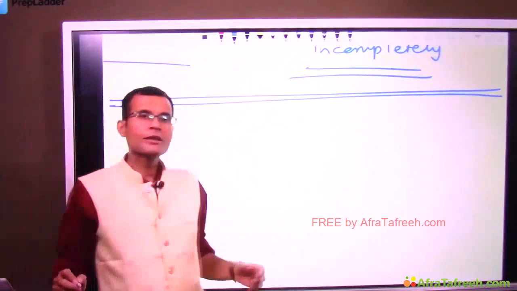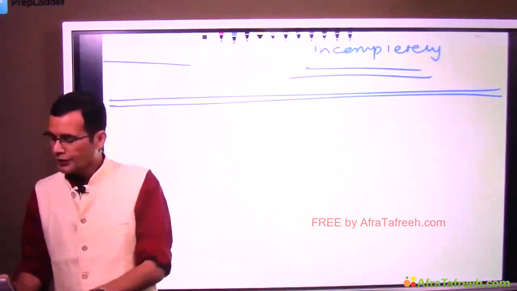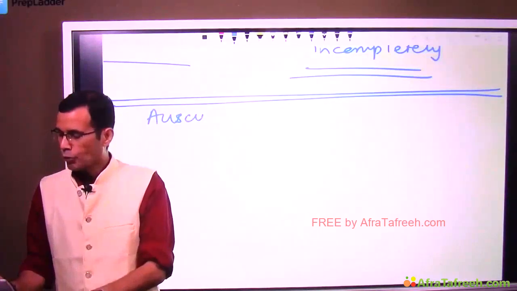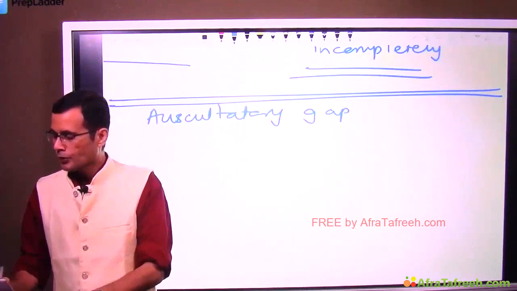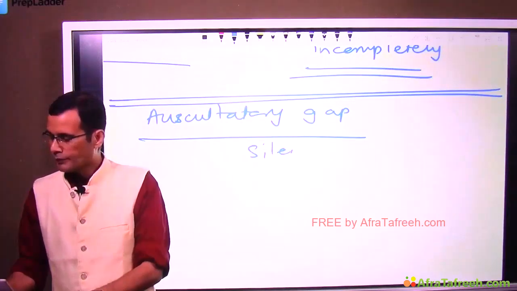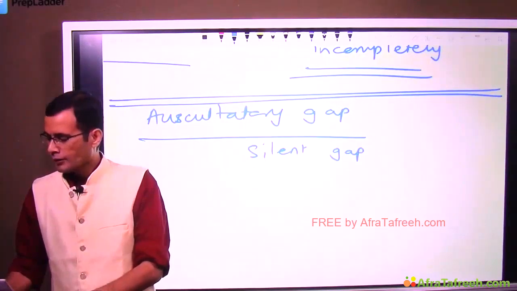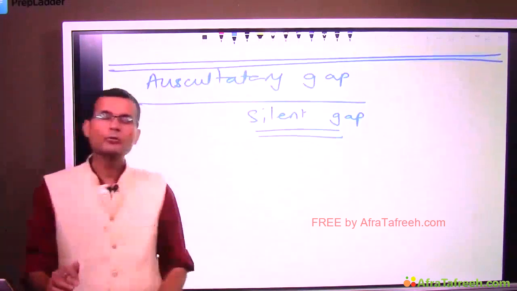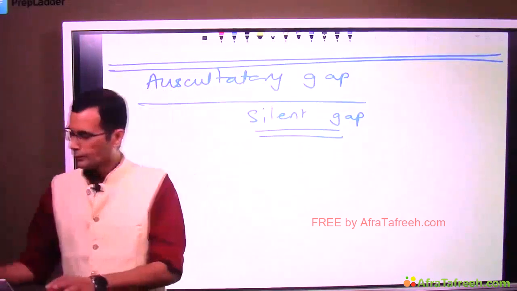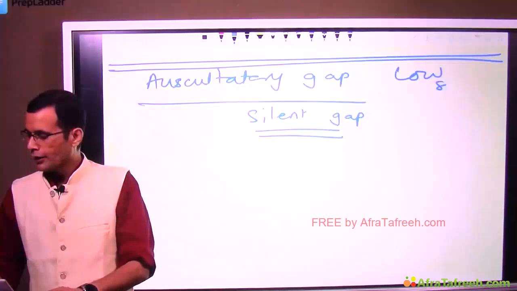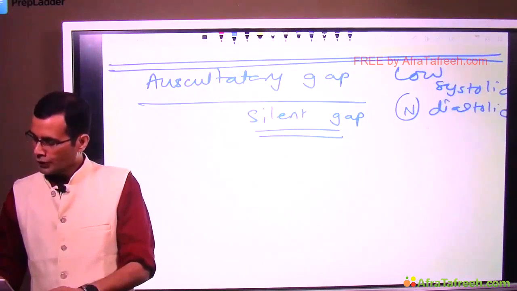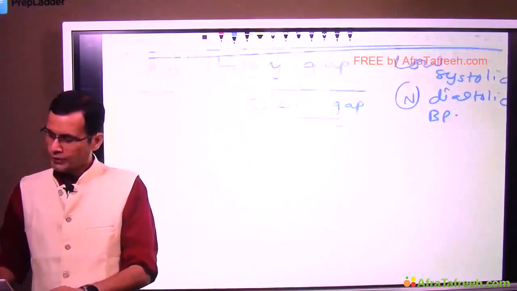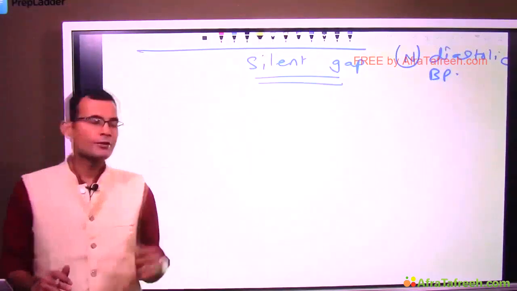And the last one is the auscultatory gap. What will happen if there is an auscultatory gap or silent gap? Silent gap will give you low systolic and normal diastolic blood pressure. Low systolic and normal diastolic blood pressure. Now, why is that? Let's first try to understand.